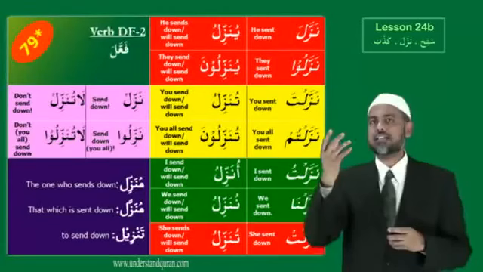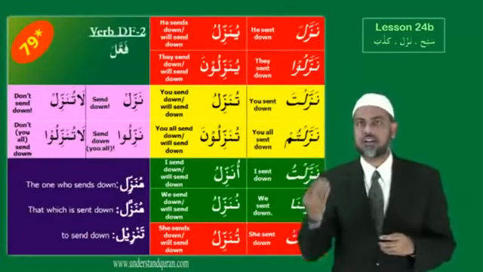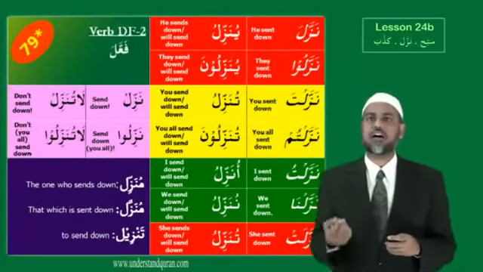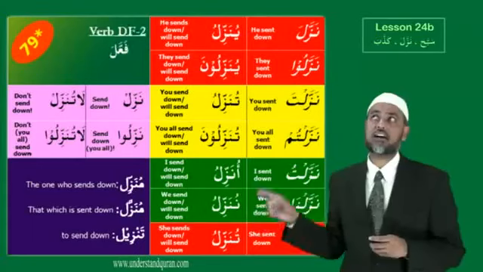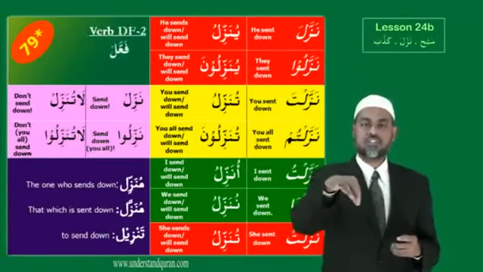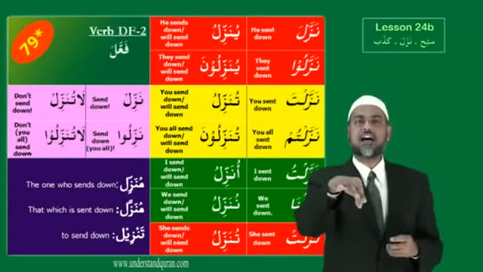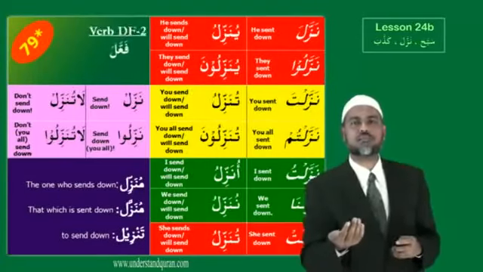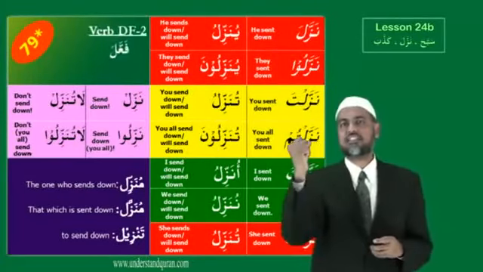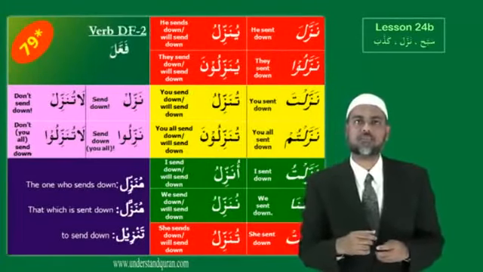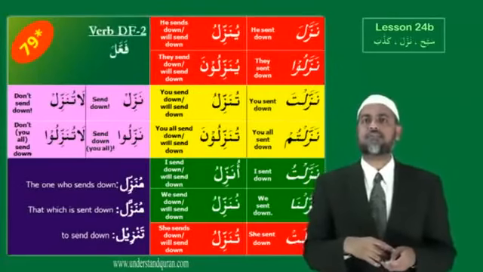You see, Quran is nazzala. Okay, Quran was sent down. Allah sent it down. Huwa nazzala. Allah nazzala. And the one who sends down, Allah, is munazzil. And what is sent down? Quran is munazzal. And the process is tanzil.